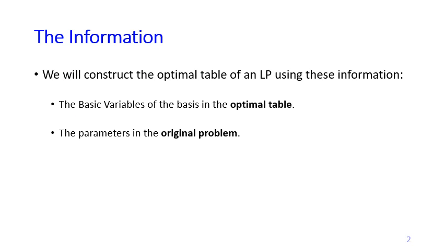To construct the optimal table of a linear programming problem, we have to have this information. First, we need to know which variables become basic variables in the optimal table. In other words, we need to know the optimal basis. Second, we need to know all the parameters in the original problem. So we need two pieces of information to create the optimal table: the basis in the optimal table and all the parameters in the original problem.